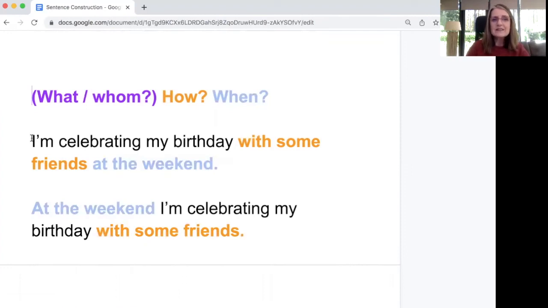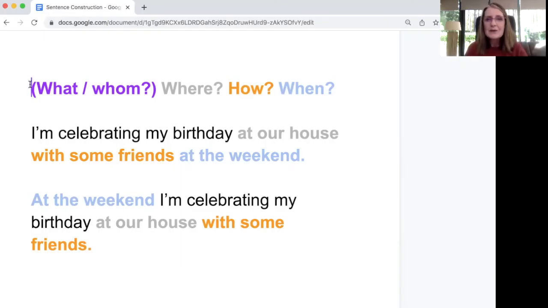So in the sentence, I'm celebrating my birthday with some friends at the weekend, with some friends is the how block. I could also say on my own or with my sister. The how block goes in front of the when block. Or, of course, the when block can always go at the beginning of the sentence. So I can either say, I'm celebrating my birthday with some friends at the weekend, or at the weekend, I'm celebrating my birthday with some friends.